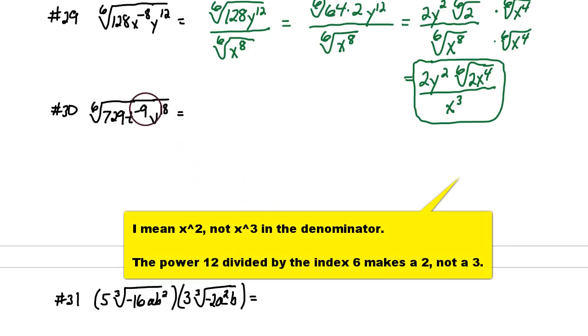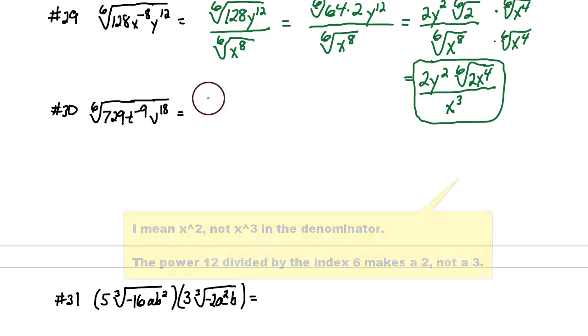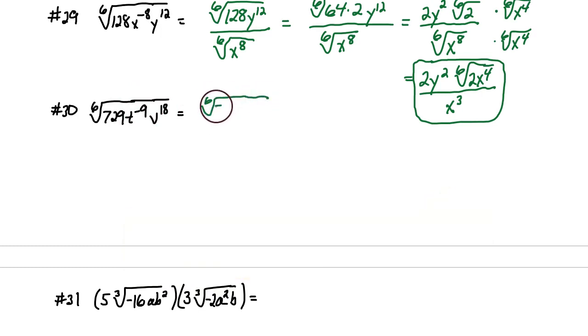Number 30. This has one of those negative exponents in it. So let's do some rewriting. Next, we need to check if 729 has a perfect sixth root. I don't have my sixth roots memorized, so I definitely need to calculate on this. 729 raised to the 1/6 exponent makes the number 3. So that does work out nicely. The sixth root of 729 is 3, and the sixth root of v to the 18 is v to the third. I got this exponent by dividing the power by the index. In the bottom, let's just keep it the same for now.